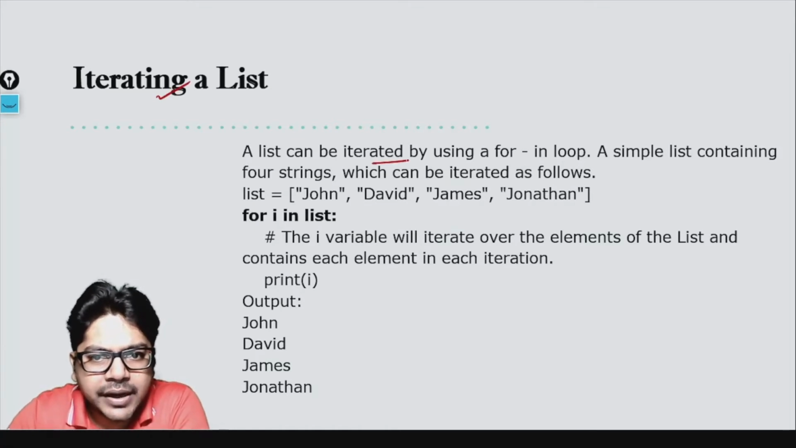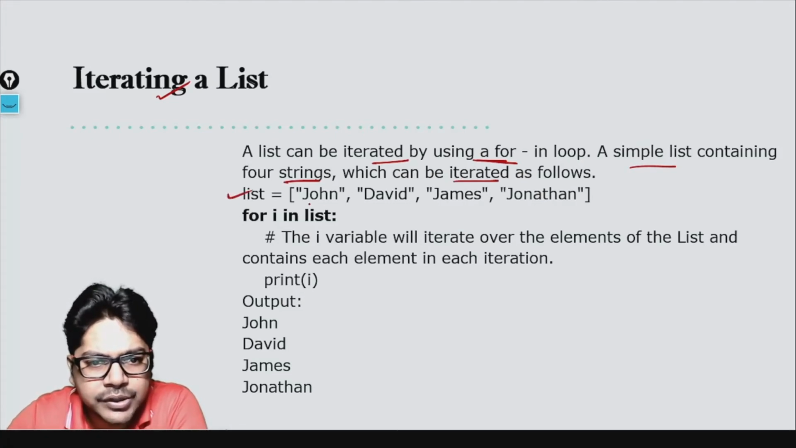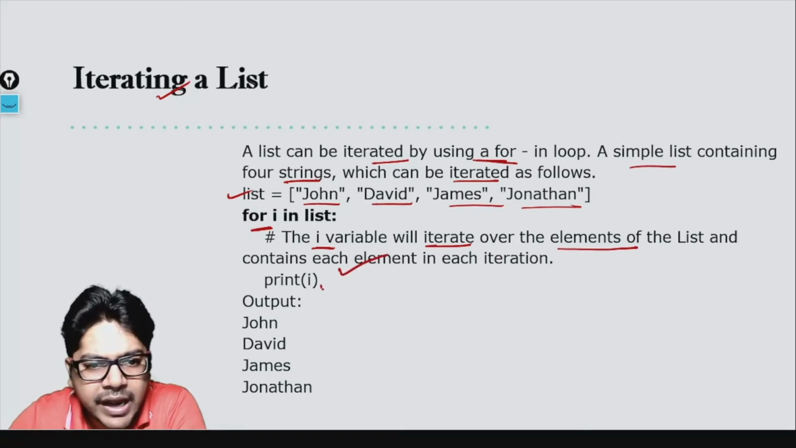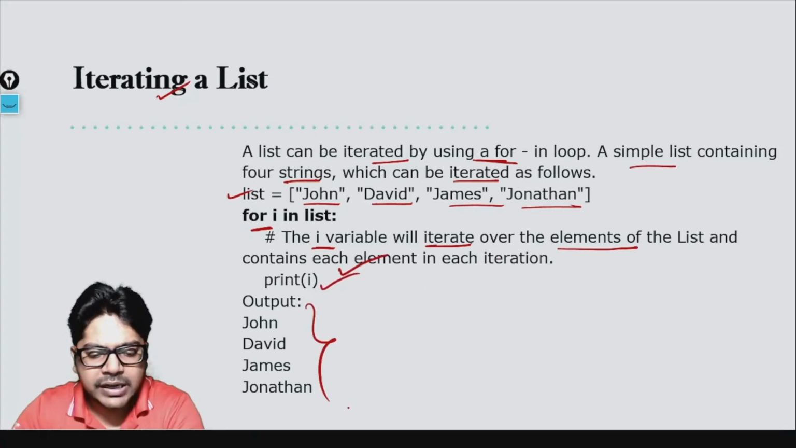A list can be iterated by using a for loop. A simple list containing 4 strings can be iterated as follows. This list contains 4 strings: John, David, James and Jonathan. So for i in list, now the i variable will iterate over all the elements of the list and contain each element in each iteration. If I try to print i, I am going to get an item like this.